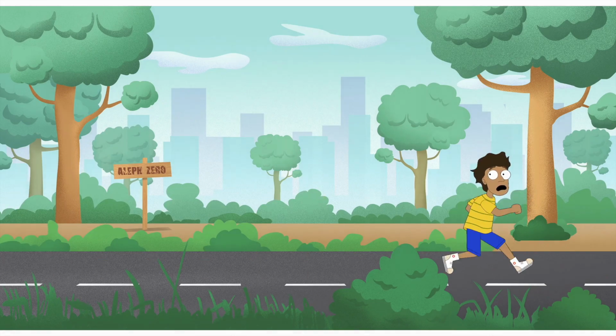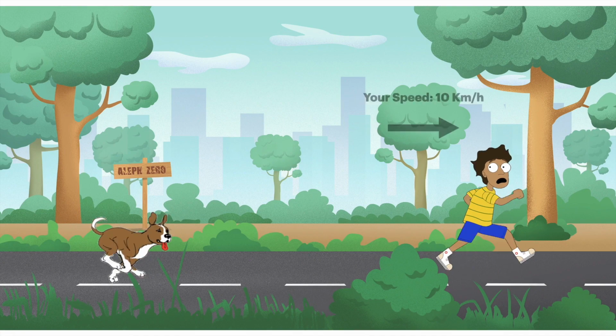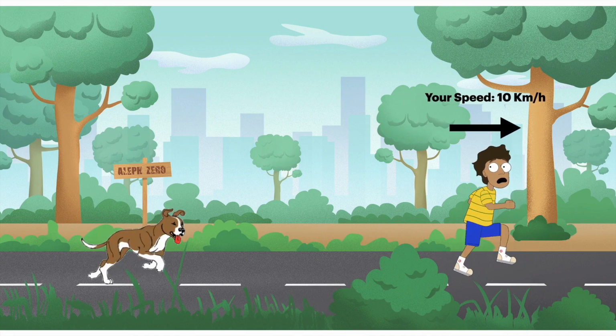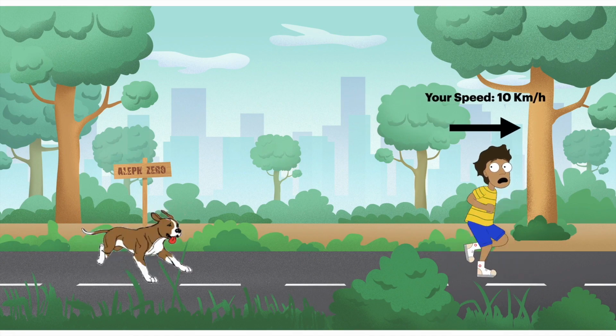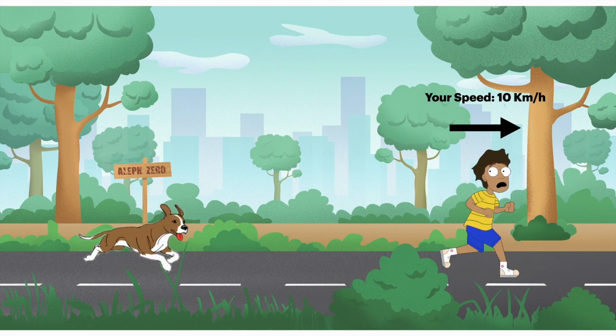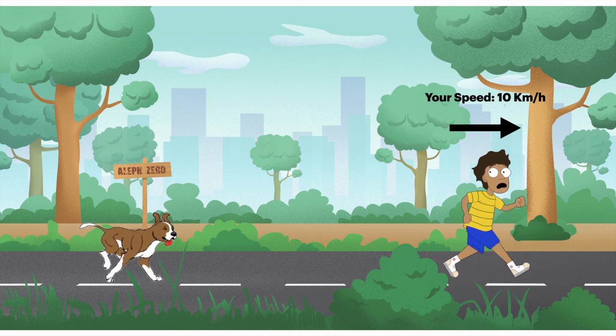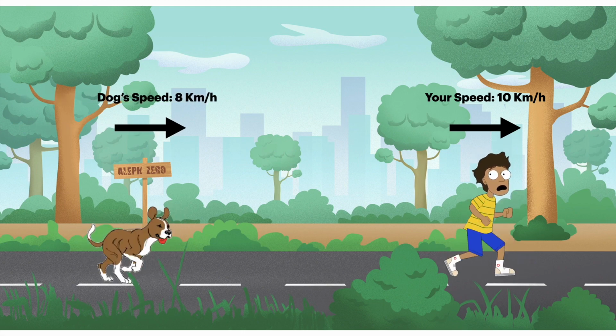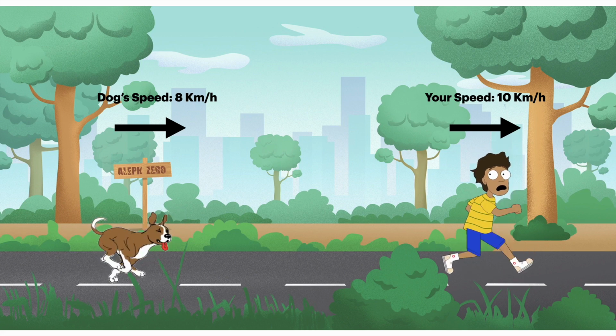Imagine yourself being chased by a dog. Let's say your speed is 10 kilometers per hour at which you are escaping from the dog. But how will you escape the dog? Basic physics tells us that we need to know the dog's speed as well. Let's say the dog's speed is 8 kilometers per hour. Now you are relieved because you know you can easily escape the dog.